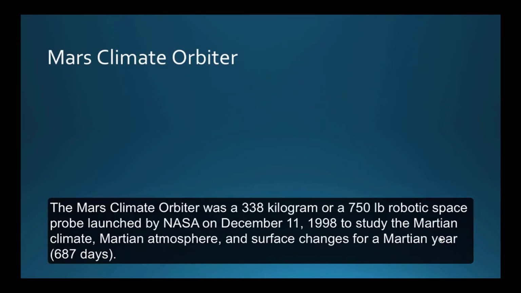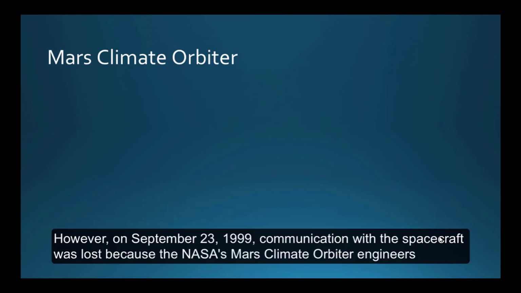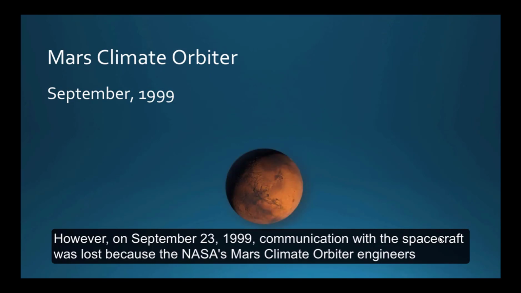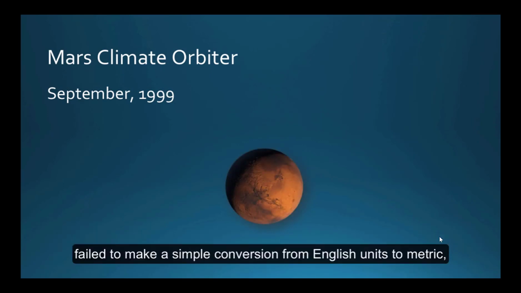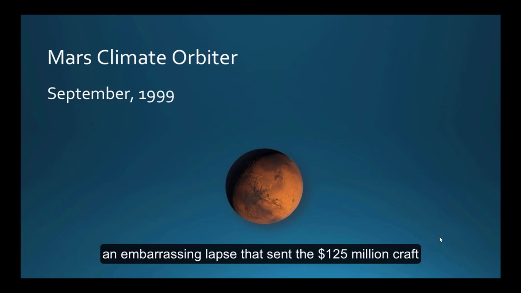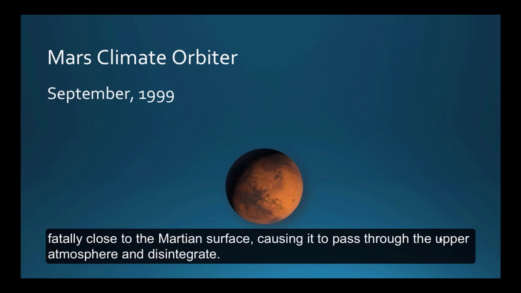The Mars Climate Orbiter was a 338 kilogram or 750 pound robotic space probe launched by NASA on December 11, 1998 to study the Martian climate, Martian atmosphere, and surface changes for a Martian year, 687 days. However, on September 23, 1999, communication with the spacecraft was lost because NASA's Mars Climate Orbiter engineers failed to make a simple conversion from English units to metric, an embarrassing lapse that sent the $125 million craft fatally close to the Martian surface, causing it to pass through the upper atmosphere and disintegrate.